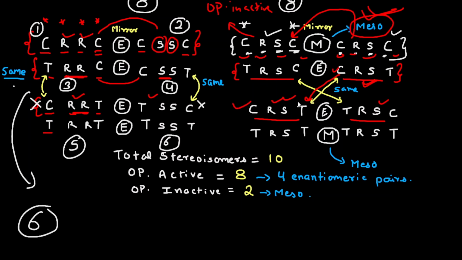So though these two are identical, you don't have to take it two times. Again, if you take this TRSC, this is also TRSC. Again, these two are identical, so you don't have to take it twice. Now, the next possibility, TRST: you draw the mirror image and you will immediately find that these two are ditto superimposable on each other. So these two are not different but identical, and therefore this is superimposable on its mirror image, called meso, and will be optically inactive.